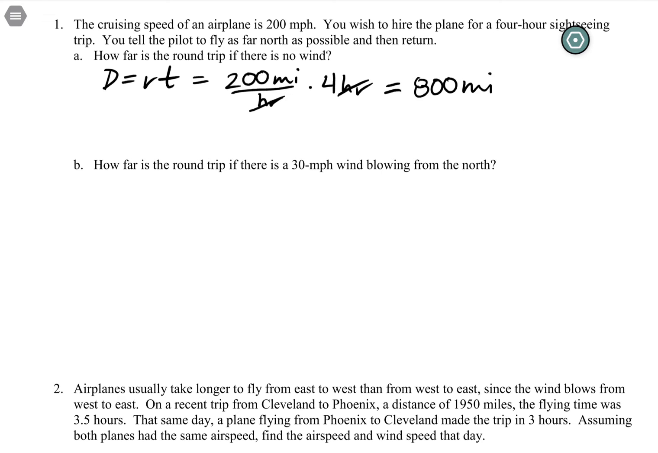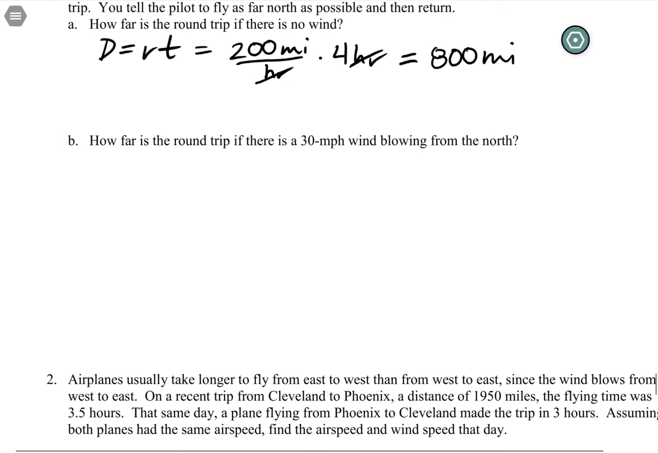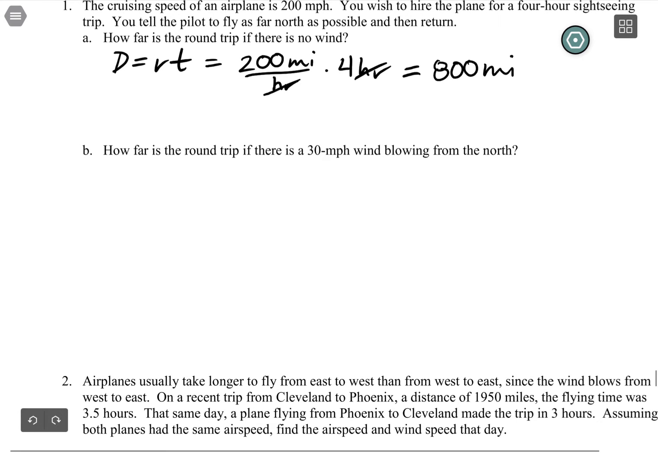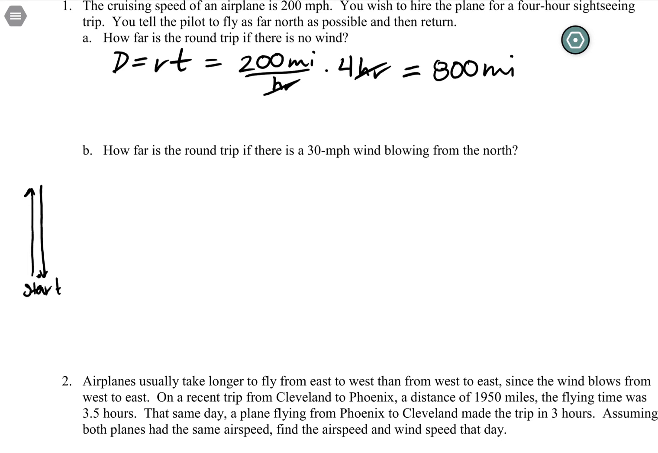The second part is where it gets kind of interesting. In the second part of the problem, we now have a wind blowing. So we're going to start wherever we start, and we're going to fly as far north as we can and then have to come back south. And we know that the whole trip has to get done in 4 hours.